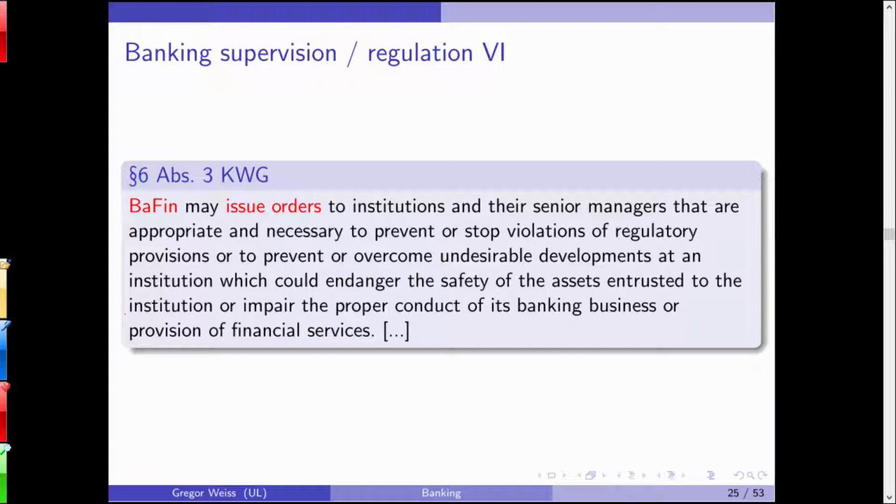Of course, it cannot punish banks unduly simply because it wants to take over the financial sector, but those measures need to be appropriate and necessary.